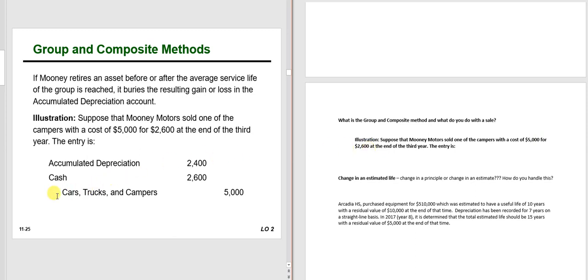Get the asset off your books. So notice I just call it car, truck, and campers because I put them all in there together. I don't record the accumulated depreciation. I'm going to save that for the gain step. I record the cash of $2,600, and my accumulated depreciation gets debited for $2,400. So you notice it buries the resulting gain or loss in the accumulated depreciation account. And most of these, it's because it's immaterial.